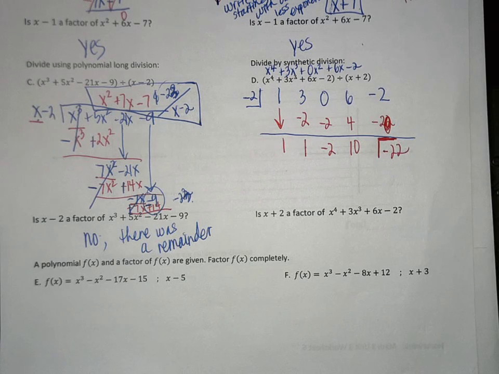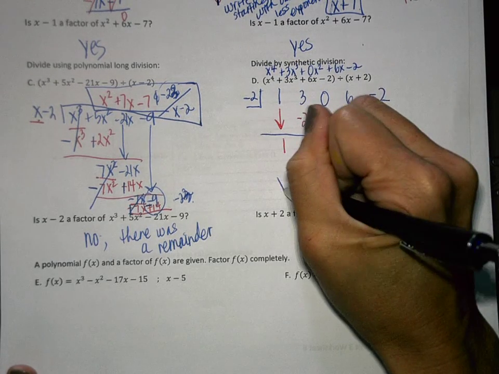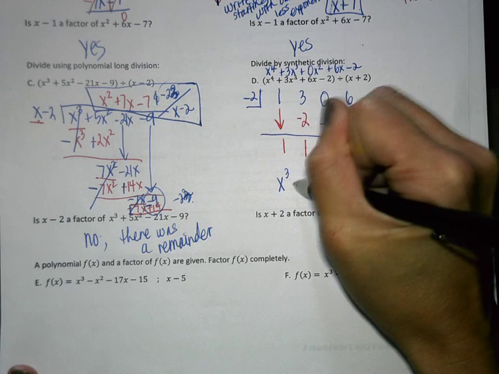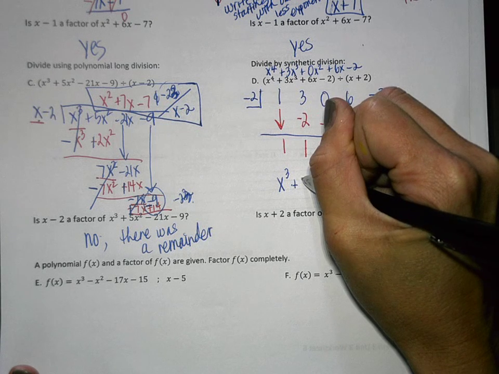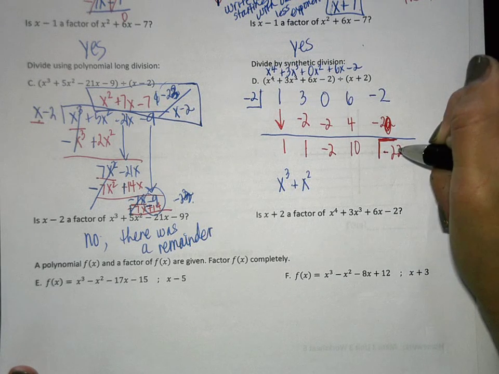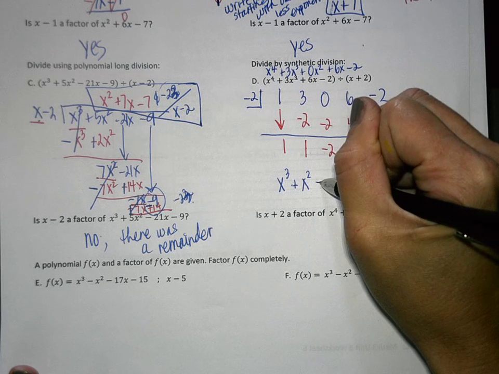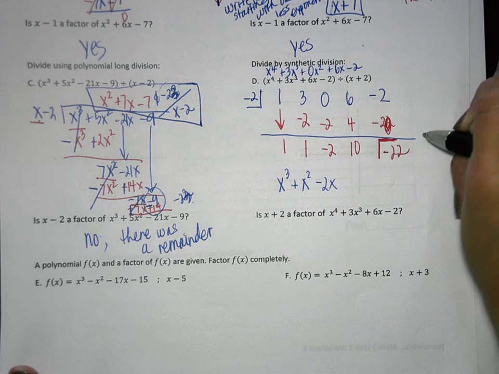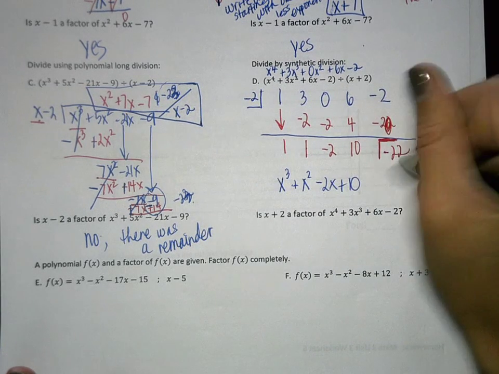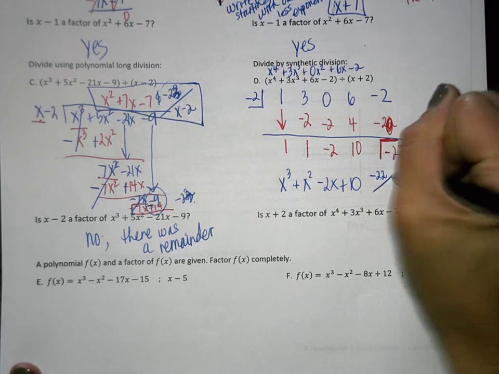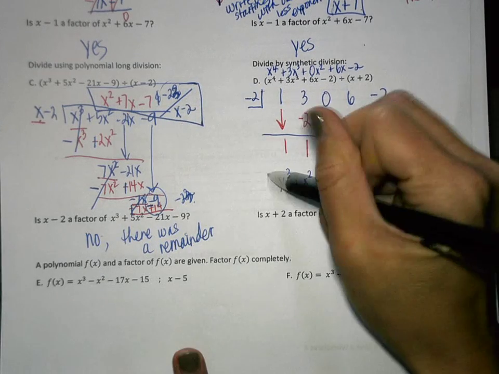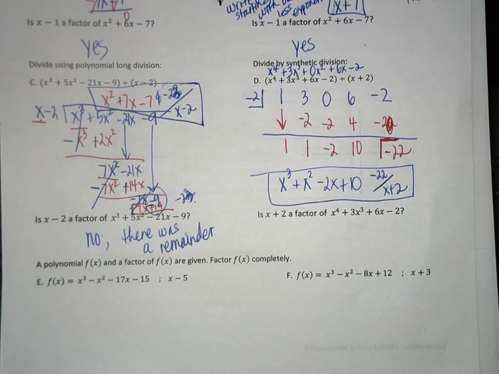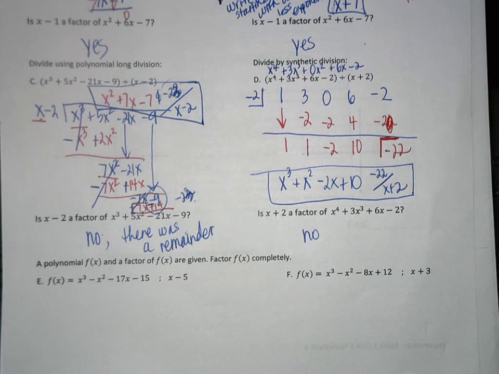So how would I end up writing this answer? We start with one less exponent, so that means it's going to be x to the 3rd plus x squared minus 2x plus 10. And when you write your remainder, it's -22 over what? Good. Is that one a factor, yes or no? No. Okay, questions?